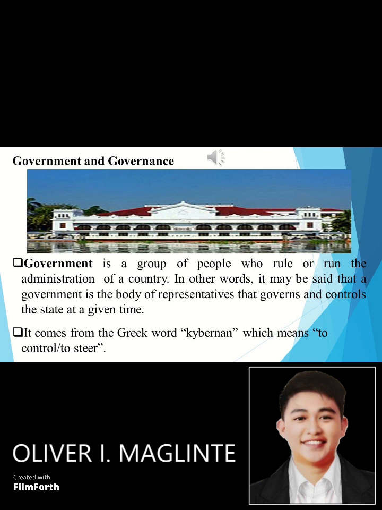Government is a group of people who rule or run the administration of a country. In other words, it may be said that a government is the body of representatives that governs and controls the state at a given time. Government comes from the Greek word kybernan, which means to control or to steer.